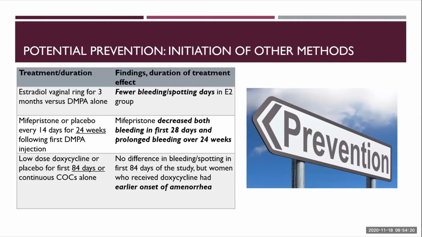And very interestingly, a study looking at low-dose, sub-antimicrobial dose doxycycline in continuous COC users found that although there was no difference in bleeding or spotting in the first 84 days, women who received doxycycline had an earlier onset of amenorrhea, which is a potentially favorable menstrual change.